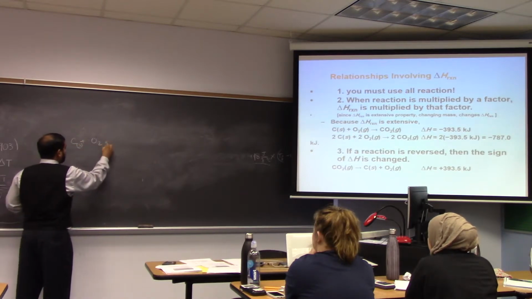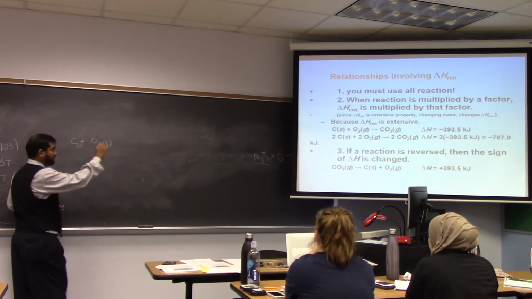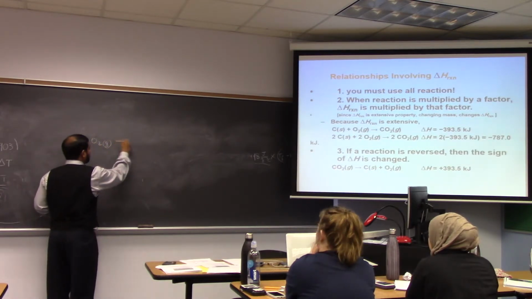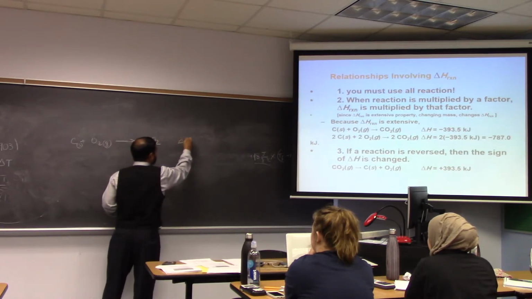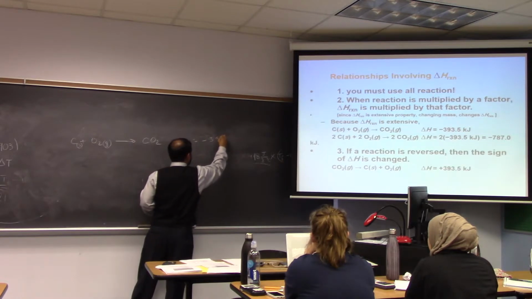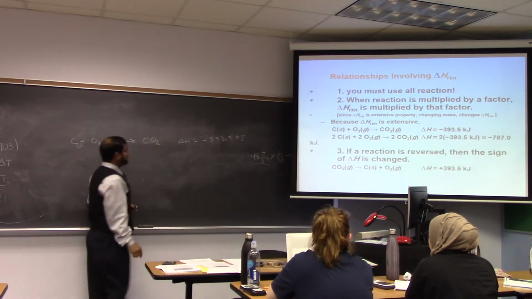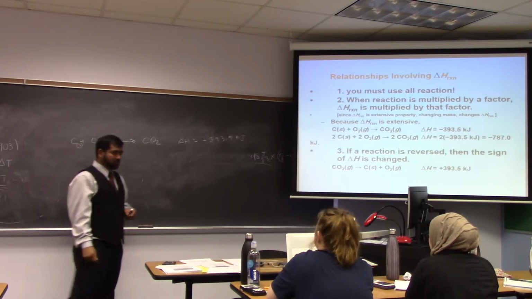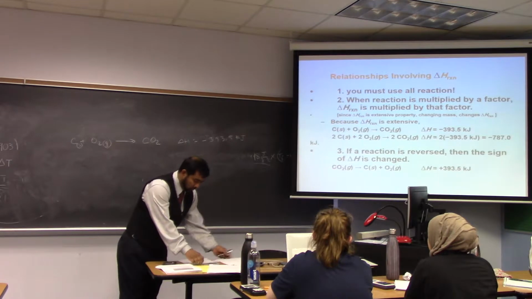There is a question, is it important to write the state? Yes, it is in this case, because you need to cancel out something. So carbon dioxide, and delta H equal to negative 393.5 kilojoule. So this is an exothermic reaction, and as you can see, it is producing heat.